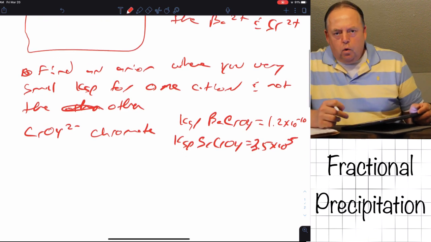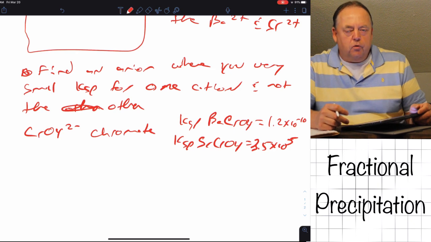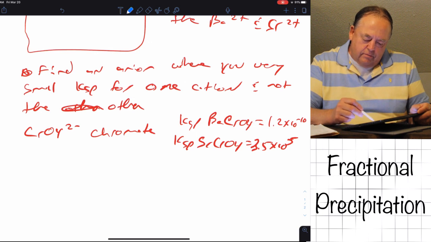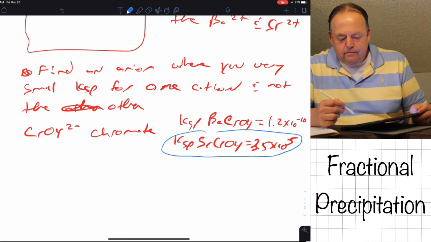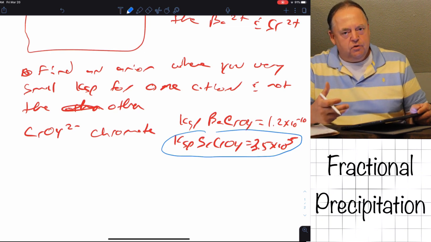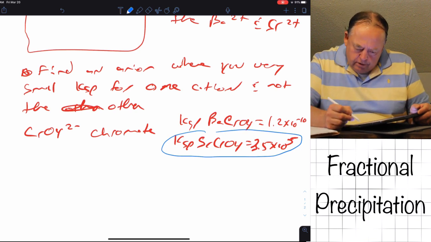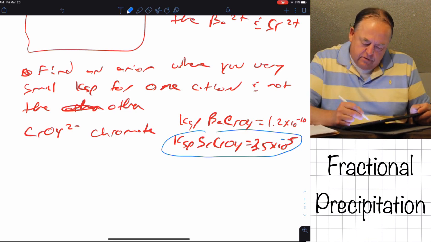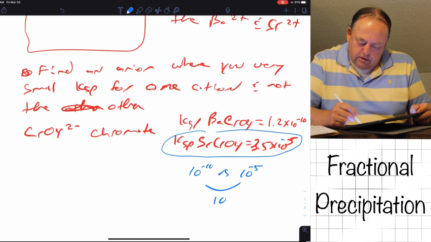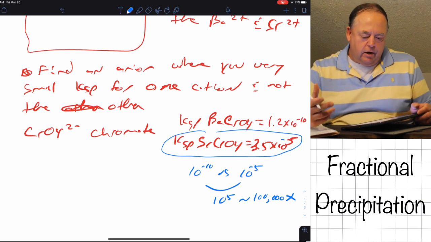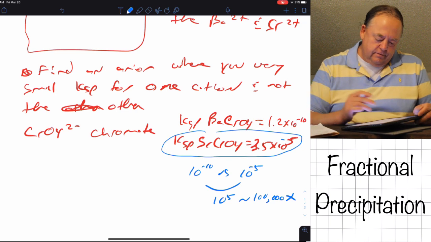So based on that, which is more water soluble, strontium chromate or barium chromate? Hopefully you picked strontium chromate, right? Because KSP is bigger, that means more of it dissolves in 1 liter of water than the other one would. So 10 to the minus 10 versus 10 to the minus 5. That's 10 to the 5th, so around 100,000. So strontium chromate is about 100,000 times more soluble than barium chromate is.